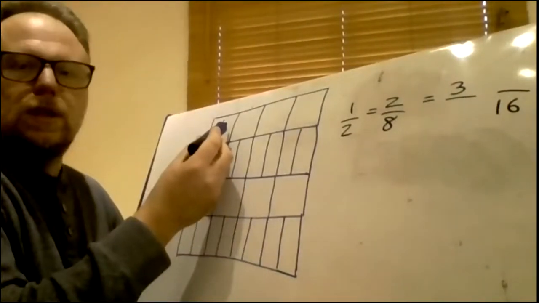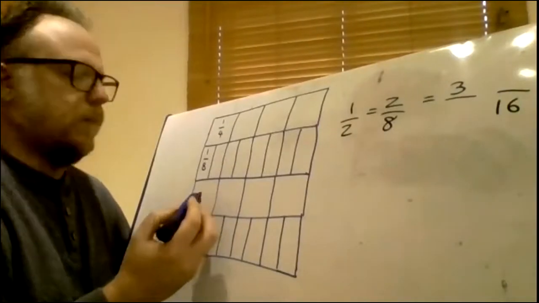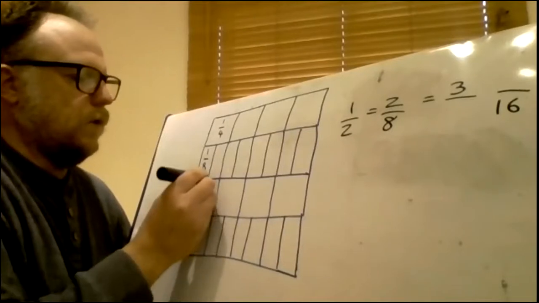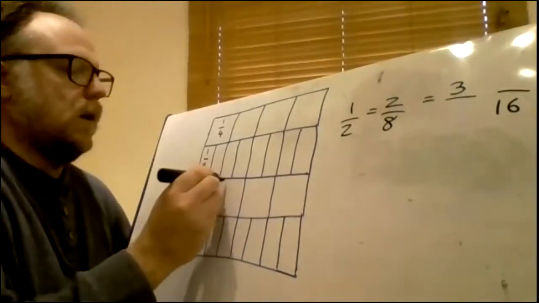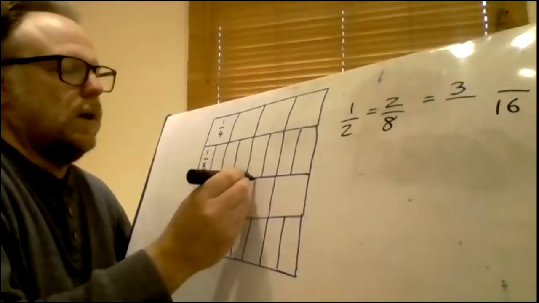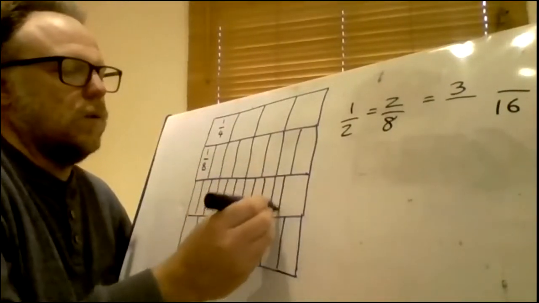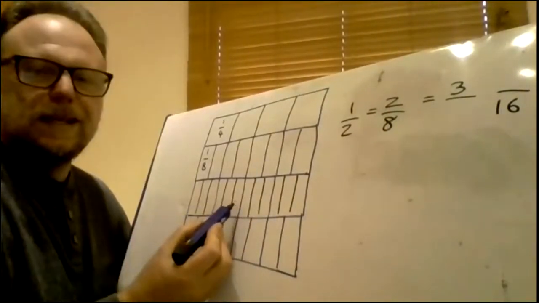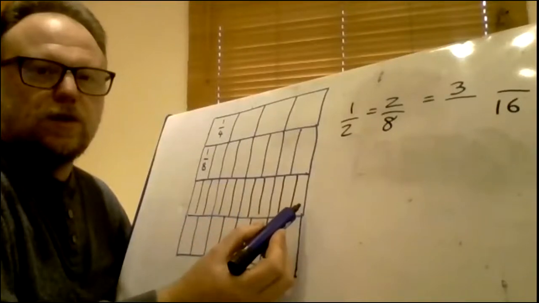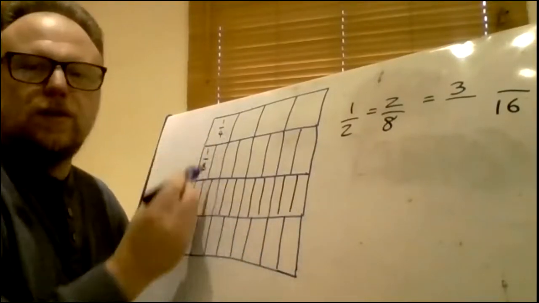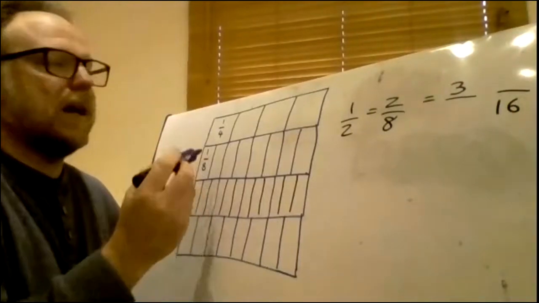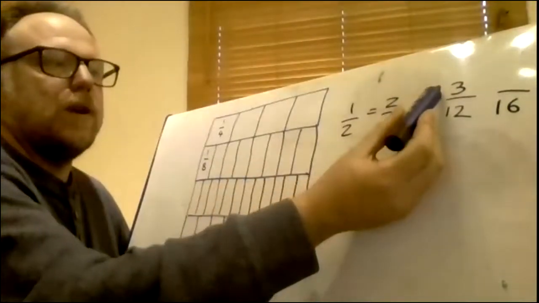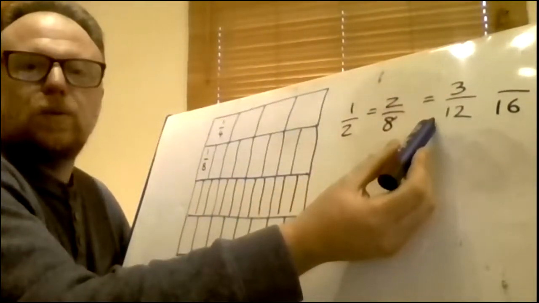Right, so if each quarter is split into 3 bits, 1, 2, 3. It doesn't line up with the eighths. 1, 2, 3. 1, 2, 3. I've got 3, and then another 3 is 6, another 3 is 9, another 3 is 12. So if each quarter is broken into 3 pieces, altogether I'm going to have 12. So 3 twelfths. And 3 is a quarter of 12.